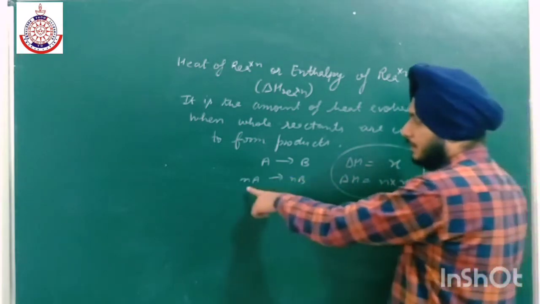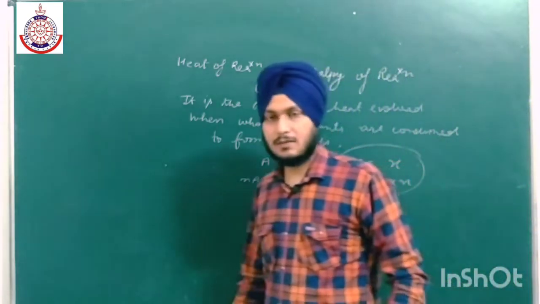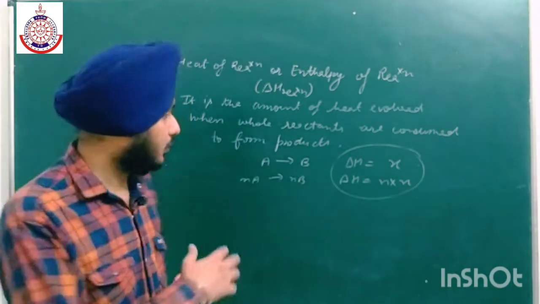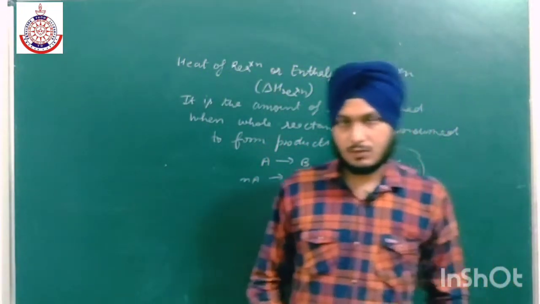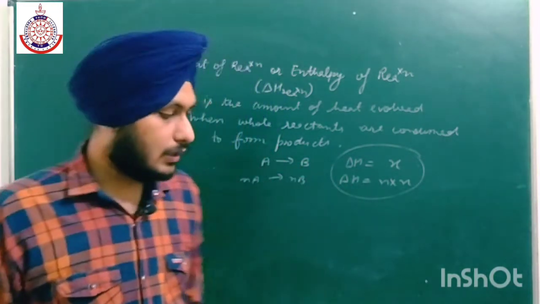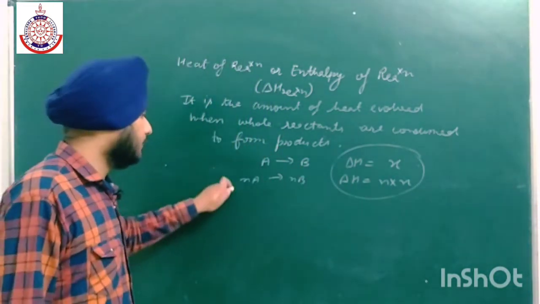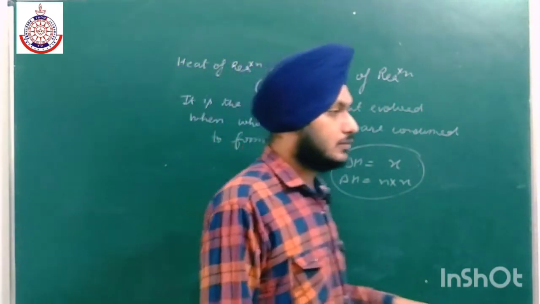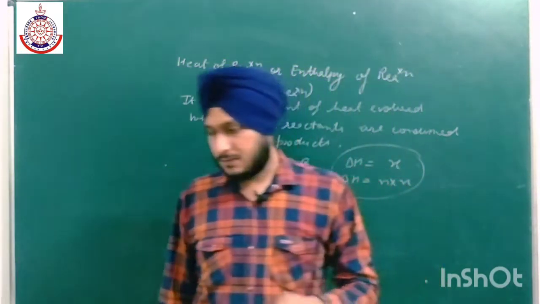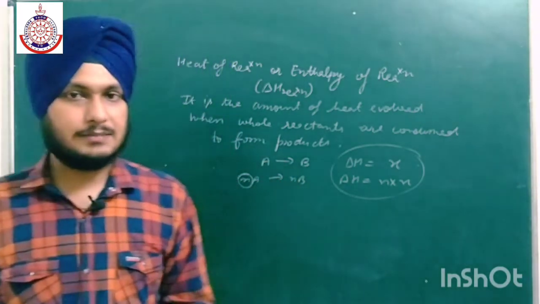If I multiply by 2, then delta H will also become twice. If we divide the whole reaction by 2, then the delta H will also be divided by 2. So you should keep in mind that if we multiply a reaction by any integer, then delta H will also change.